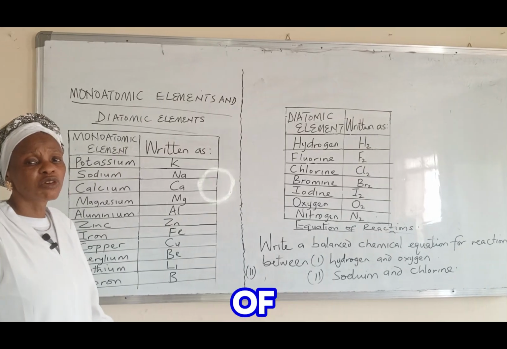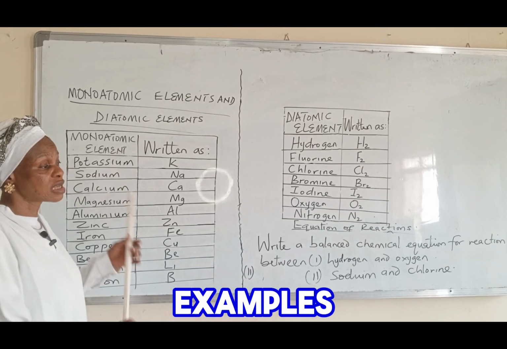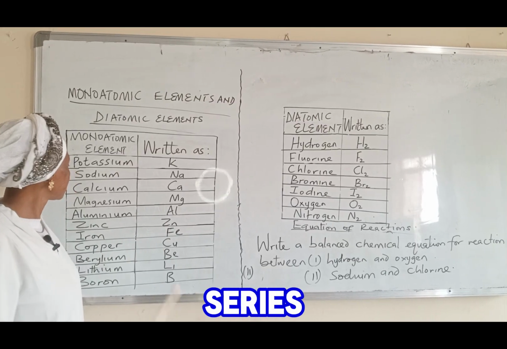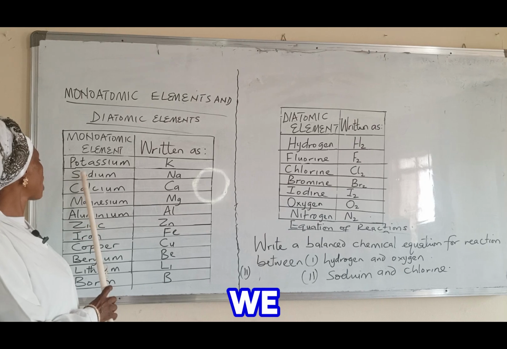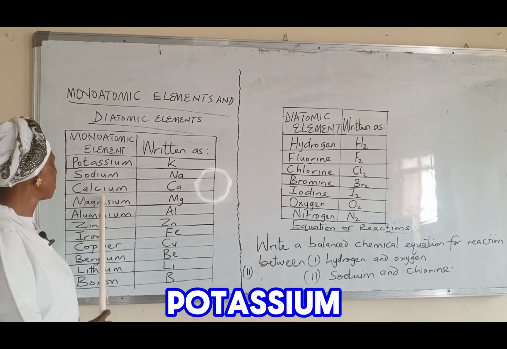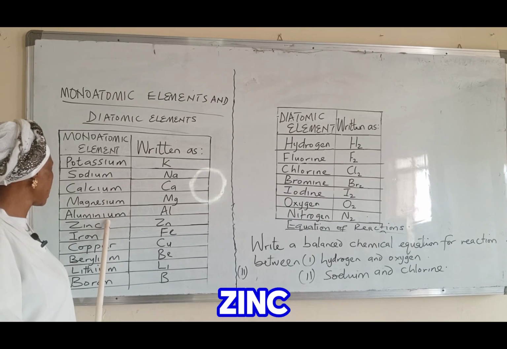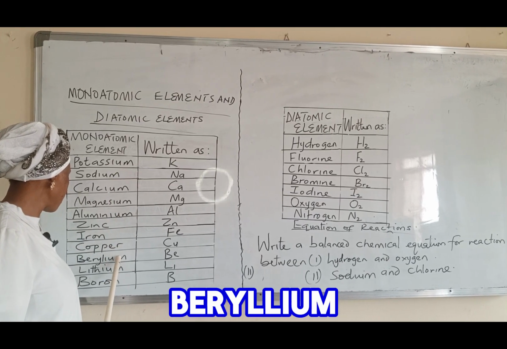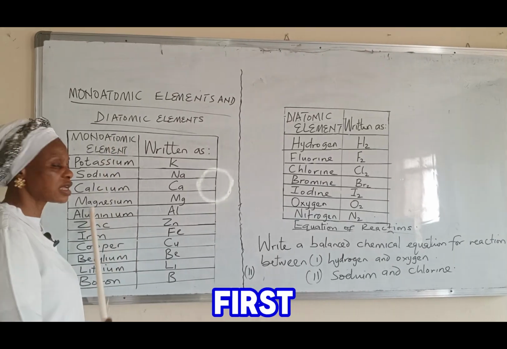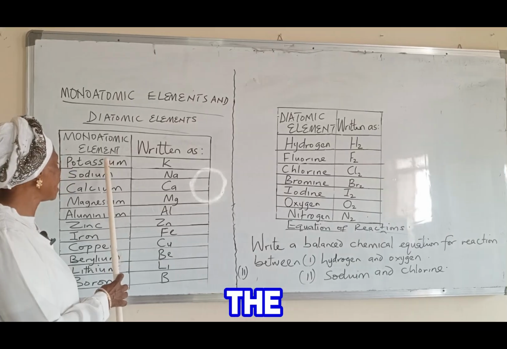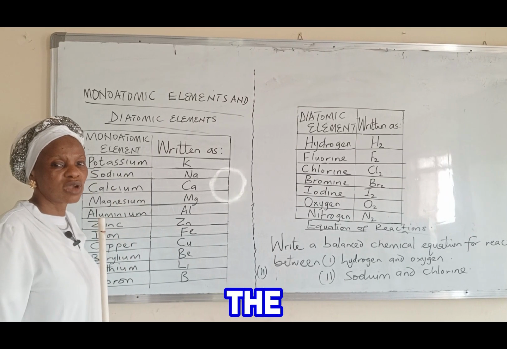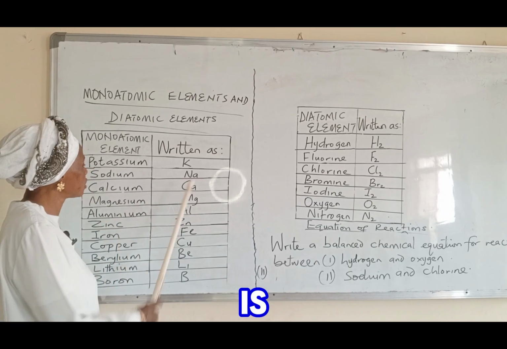Now we have examples of monoatomic elements. All these examples are just from your first 30 elements that we have in our first series. Look at the examples: we have potassium, the symbol is K, sodium, calcium, magnesium, aluminium, zinc, iron, copper, beryllium, lithium, and boron. These are the elements that you write the way their symbols appear. That is how you write them.